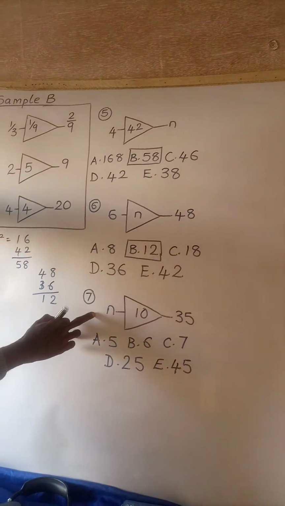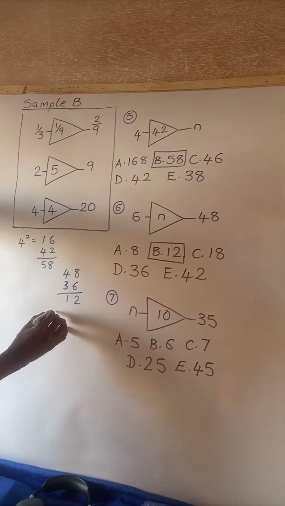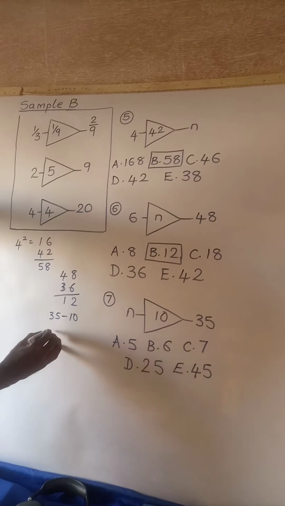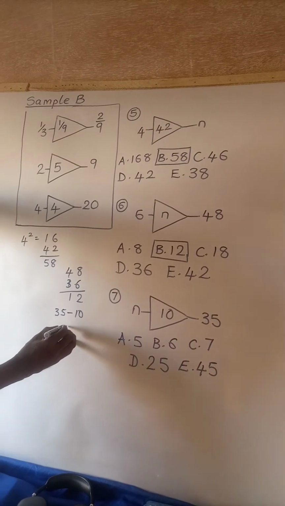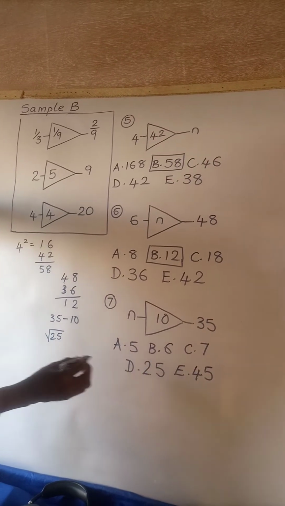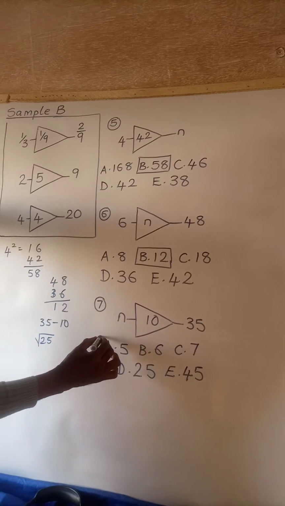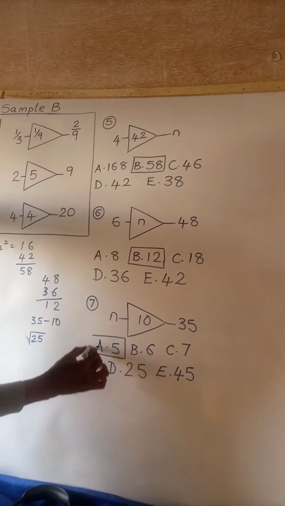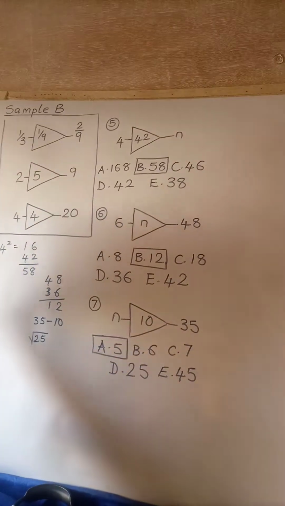We move to question number 7. What we have is you will do 35 minus 10. It will give us 25. Now, the square root of 25 is 5. So the answer to question number 7 is 5, which is option A.